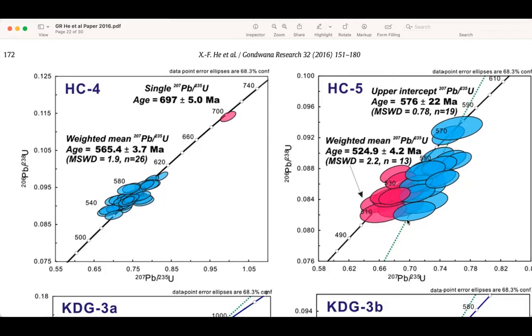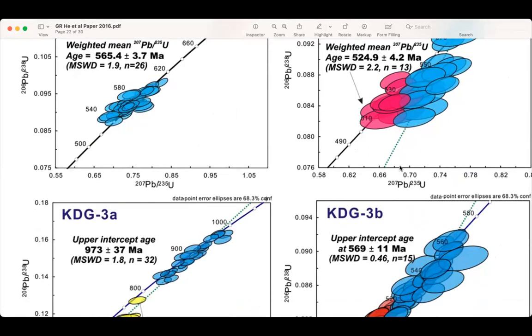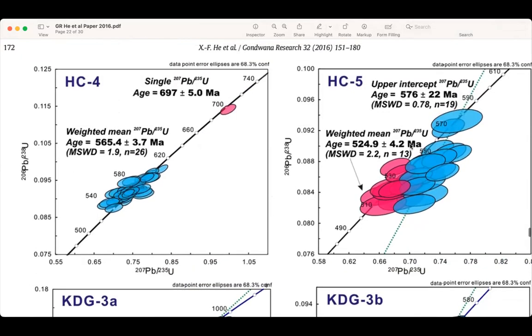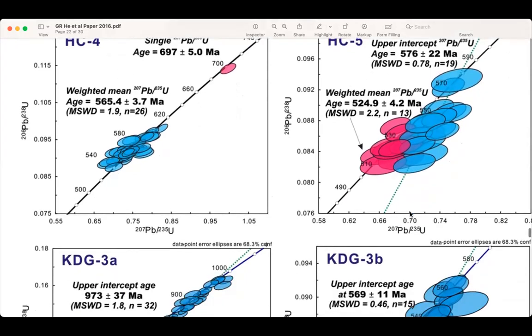But these blue ones are plotting far away from the Concordia, right? So this is the discordance line given by the software. This dotted green line gives you the Concordia-Discordia line. So it can give you an upper intercept age and also a lower intercept age, which is not shown in this diagram, but the program gives you a lower intercept age. Only the upper intercept age is shown here, because the lower intercept age may not be used in this paper.